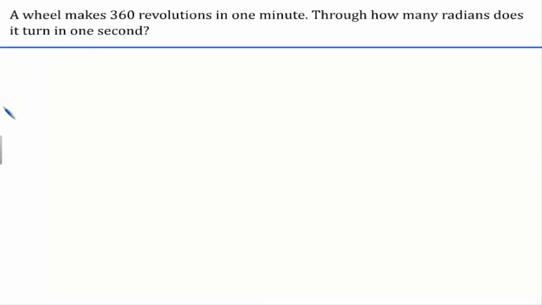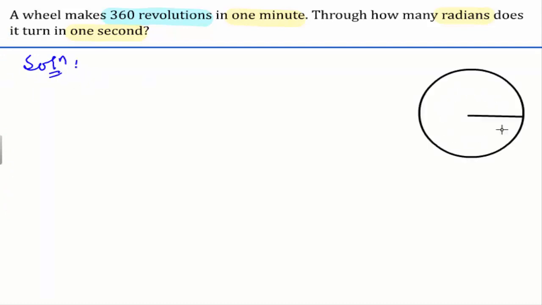In this question we are given that a wheel makes 360 revolutions in 1 minute. Through how many radians does it turn in 1 second? Let's begin with the solution. And suppose that this is a wheel. Now we are given that the number of revolutions made in 1 minute are 360.